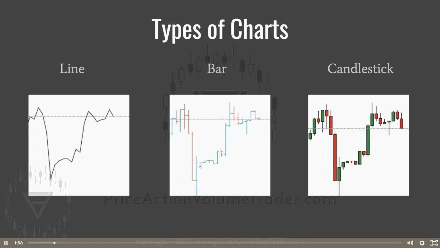And bar charts, basically, as you can see, in this case, we have red bars for bearish candles, green bars for bullish bars, and basically the little indentation on the left is going to be the open price. The indentation on the right is going to be the closing, and then we have the peaks of the highest and lowest points as well.